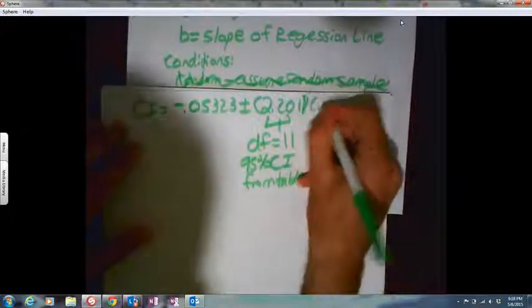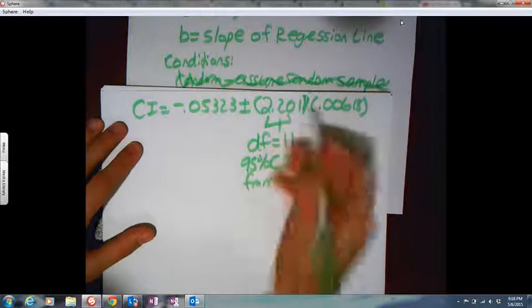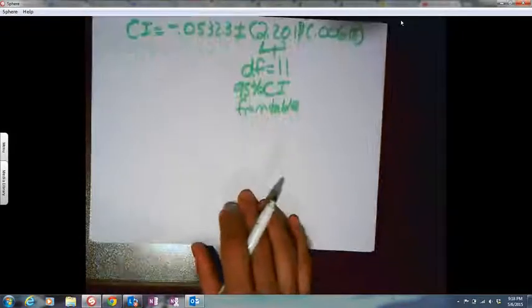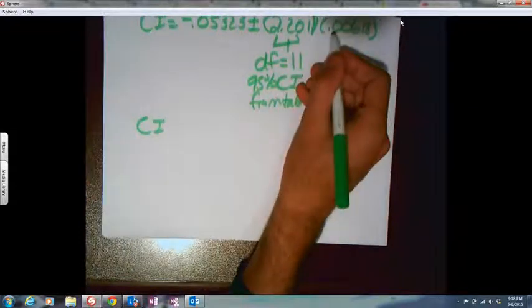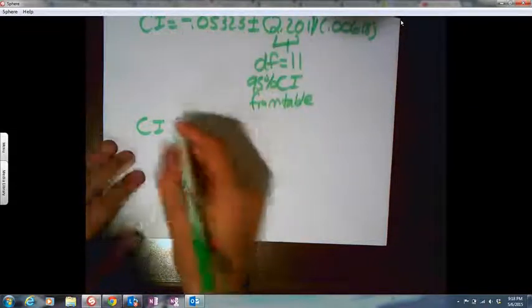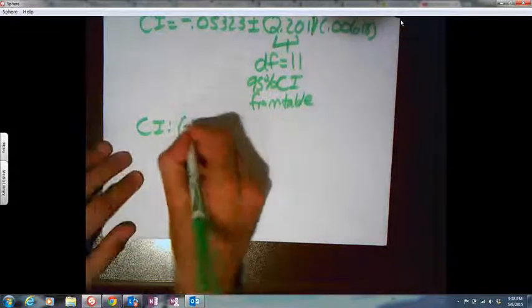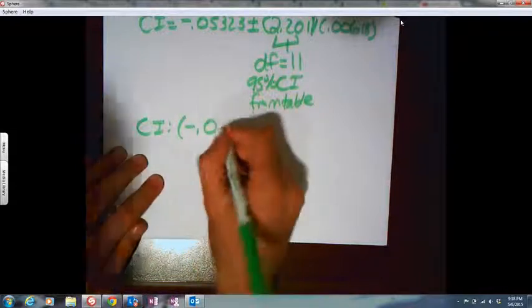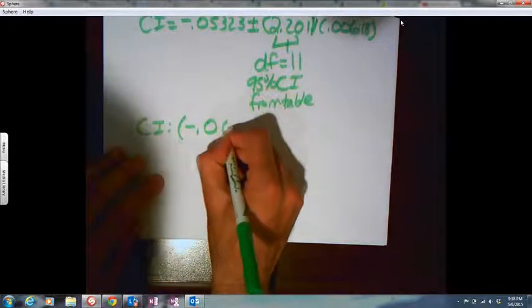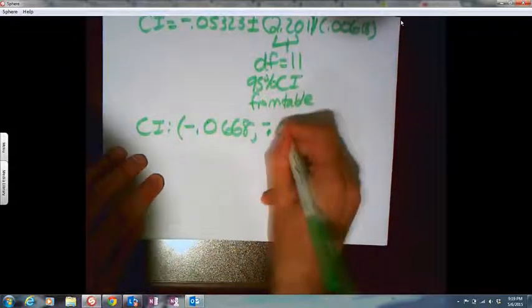Remember, this times this is called the margin of error. This can just be done on the calculator. Just literally plug it in, this times this, add it to this, and then subtract it from this. And what you'll get for the confidence interval, I don't have my calculator with me, so I'm not going to show the steps, so I already wrote it down here, is negative 0.0668 to negative 0.0396.